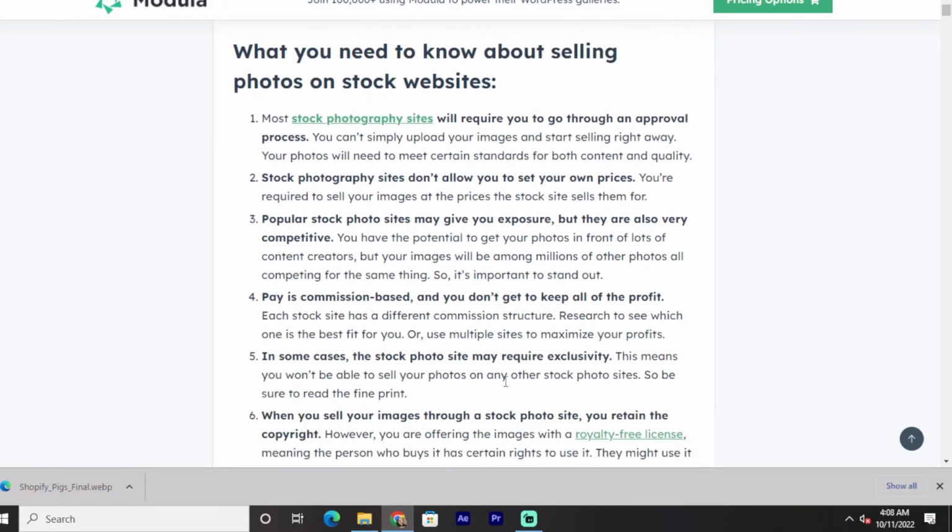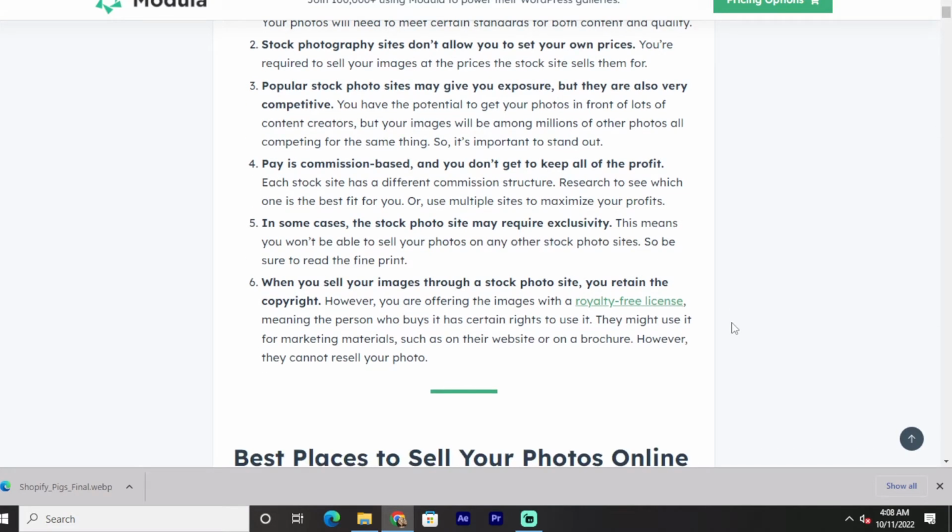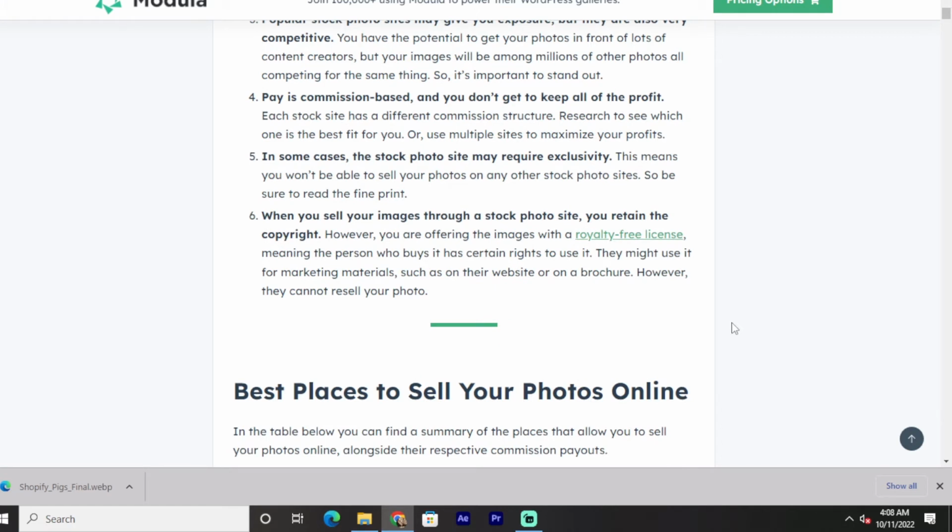Point four, pay is commission based, and you do not get to keep all of the profit. Each stock site has a different commission structure. Research to see which one is the best fit for you, or use multiple sites to maximize your profits. And point five, in some cases the stock photo site may require exclusivity. This means you will not be able to sell your photos on any other stock photo sites, so be sure to read the fine print.